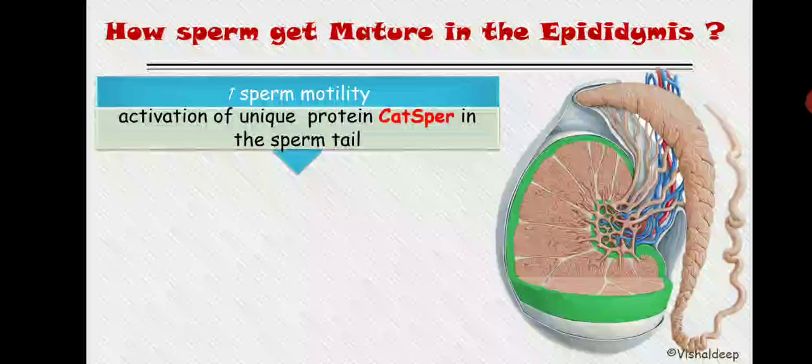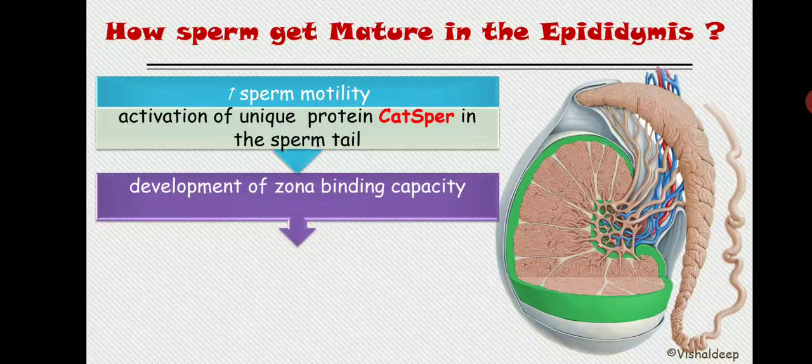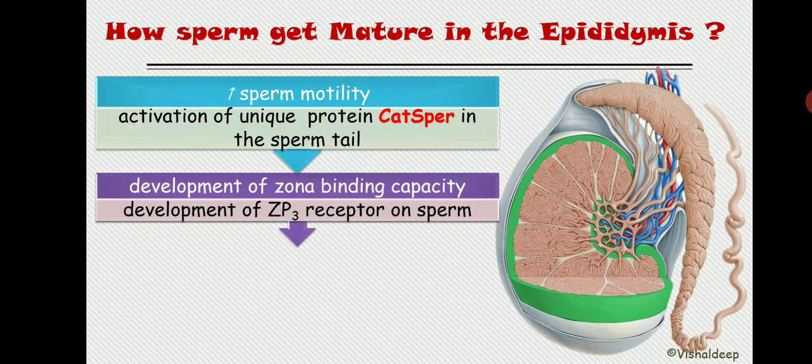Now the second thing, the sperm get mature by the development of zona binding capacity. You guys know that there is an entire covering or coating over the ovum, that is the zona pellucida. In order to bind with the zona pellucida, the sperm will develop a particular receptor. Via this receptor, sperm will bind with the zona pellucida. That receptor is known as the ZP3 receptor. So inside this epididymis, the sperm will develop zona binding capacity by developing the ZP3 receptor.